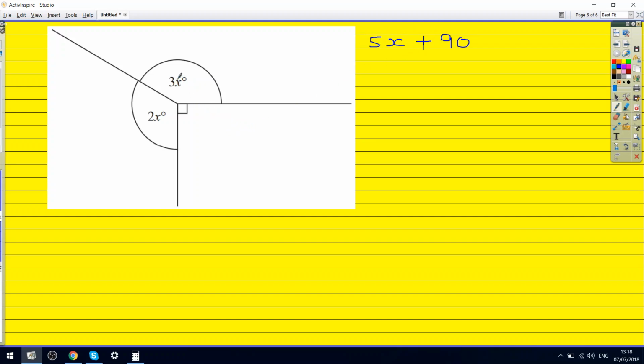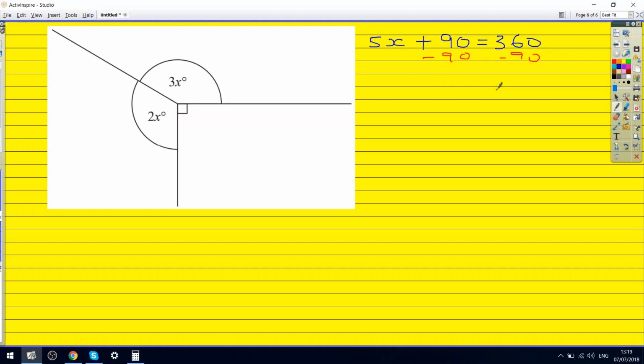What else do you get when you add these three angles up? If you didn't see 2x and you didn't see 3x, what would you know that those three angles add up to? 360 degrees. And so basically what that tells you is that 5x plus 90 is the same as 360. So do we minus 360? No, 360 minus 90, and then divide it by 5. Correct.